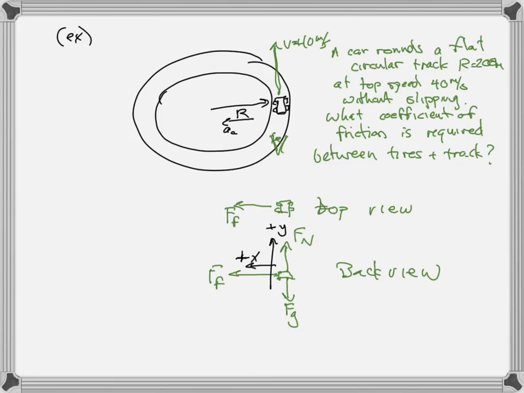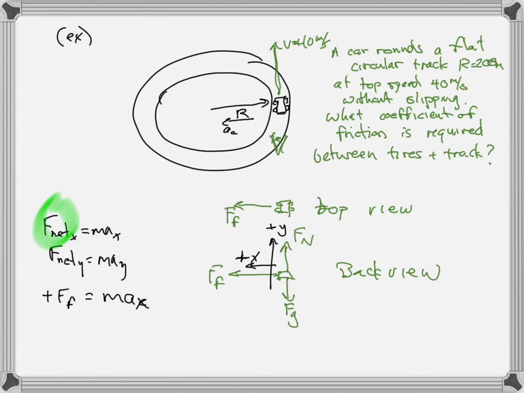Okay, so let's apply Newton's second law. F net x equals m a x. F net y equals m a y. And then look at this free body diagram. First, we'll address the forces in the x direction. In the x direction, all you've got is F_f, the friction force, and that's it. Equals m a x.